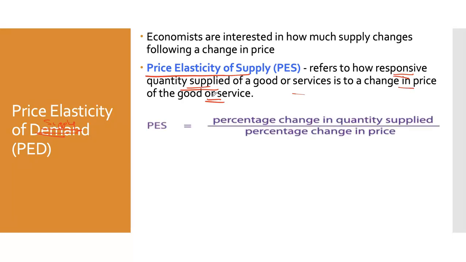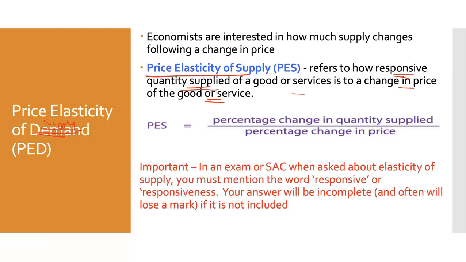There is a formula: percentage change in quantity supplied divided by percentage change in price. And I went through an example in our demand video, so I'm not going to do it here. But it's important in your exam or SAC, or just in your understanding, when asked about elasticity, that you mention the word responsive or responsiveness. Your answer won't be complete otherwise.